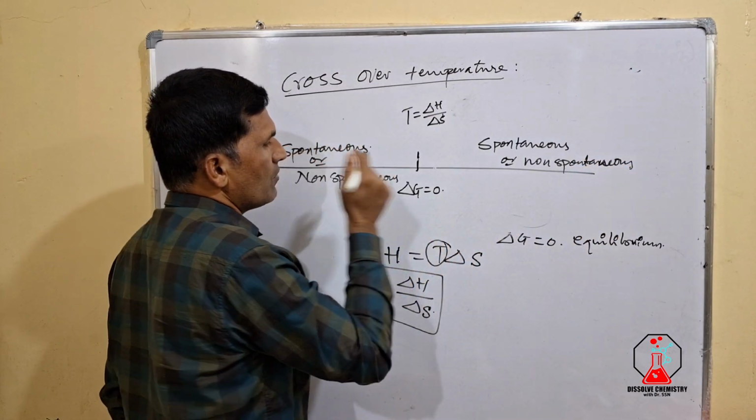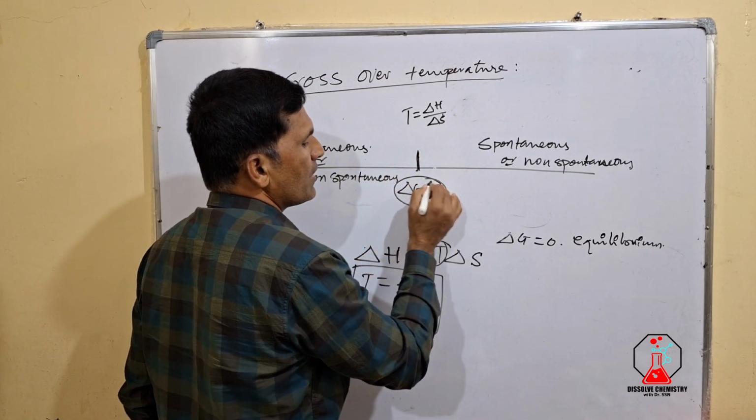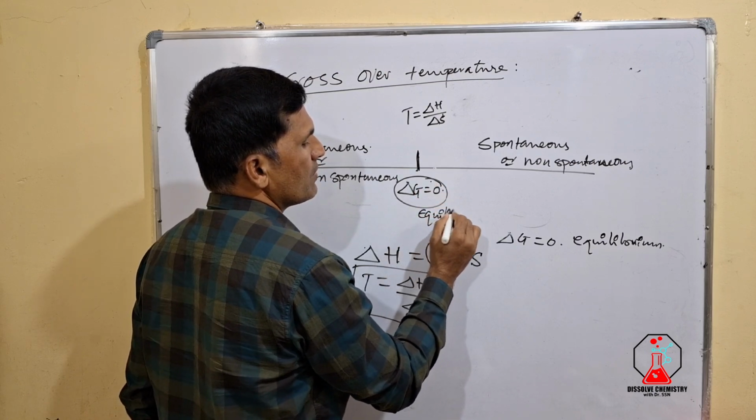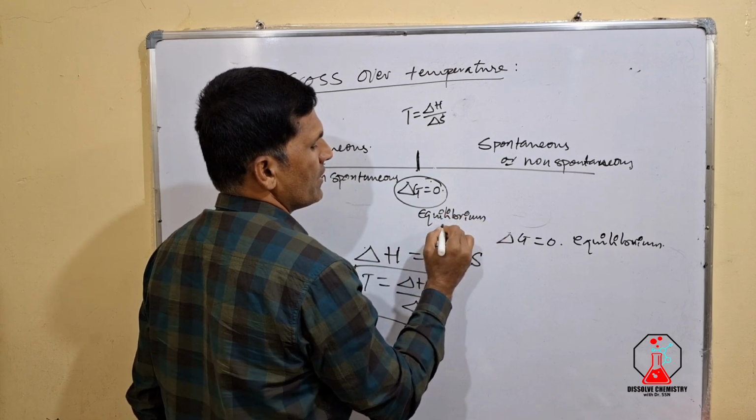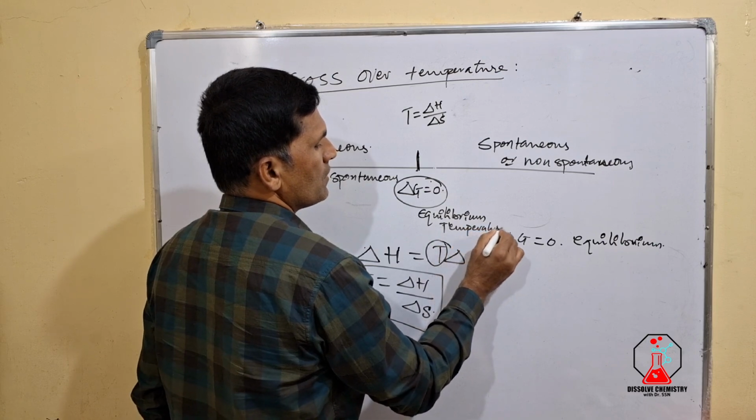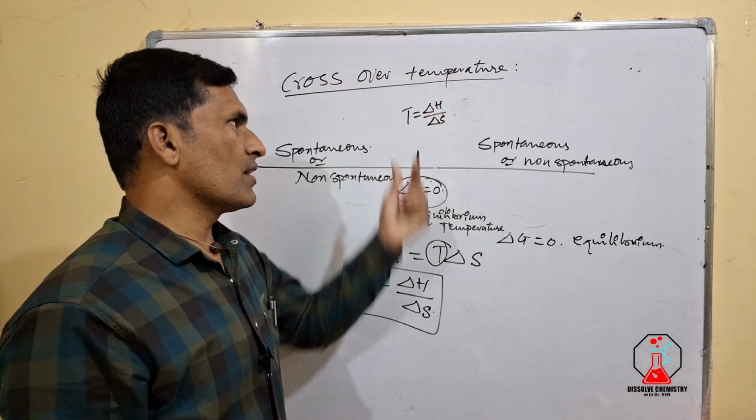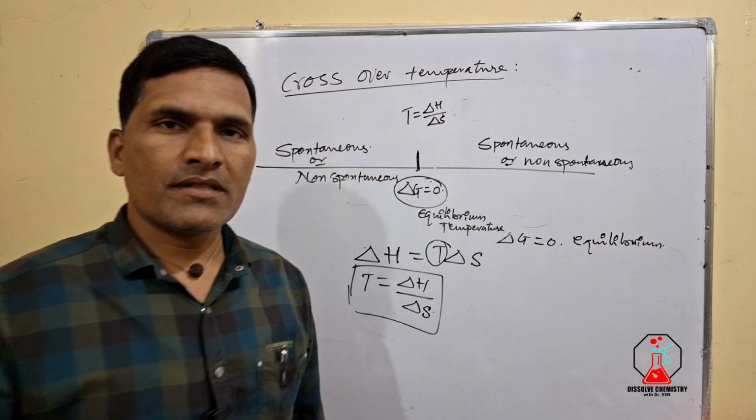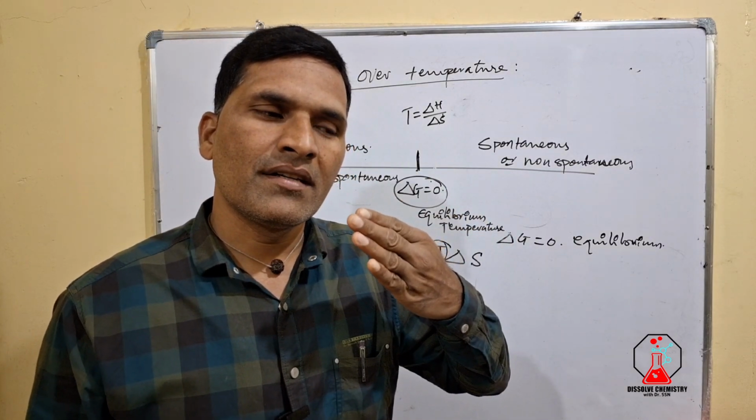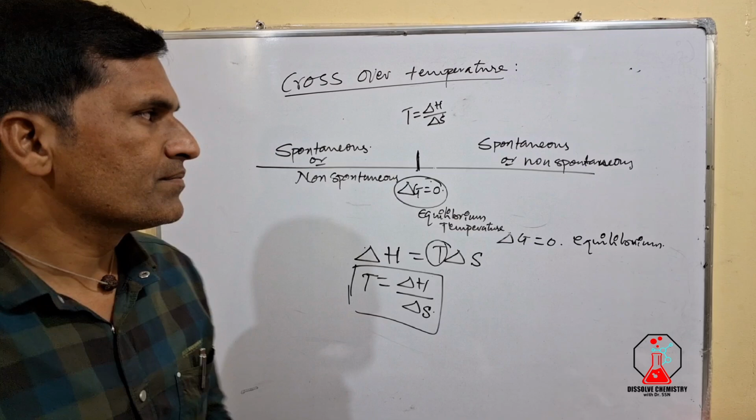Okay, so now at this point what you are going to see is that your delta G is equal to 0. So therefore, we can call it what? It is at equilibrium at that particular temperature. When the values of delta H and delta S are fixed, then our Gibbs free energy depends upon the temperature. That temperature we call the crossover temperature. Please make note of these things.